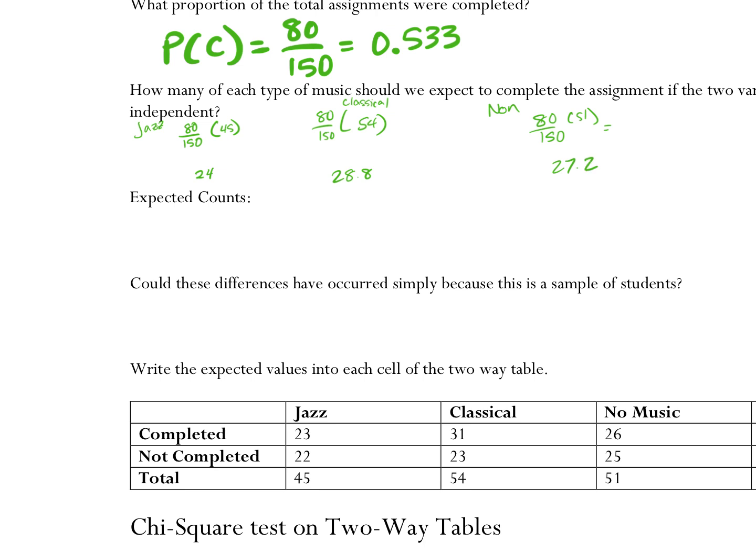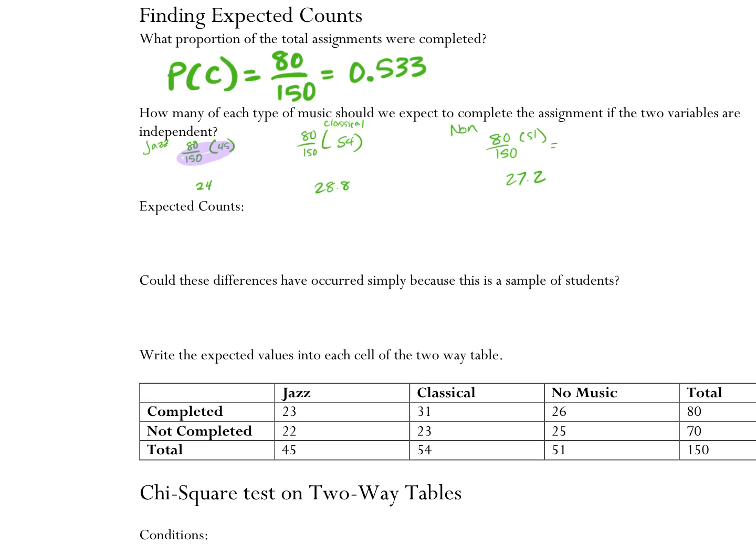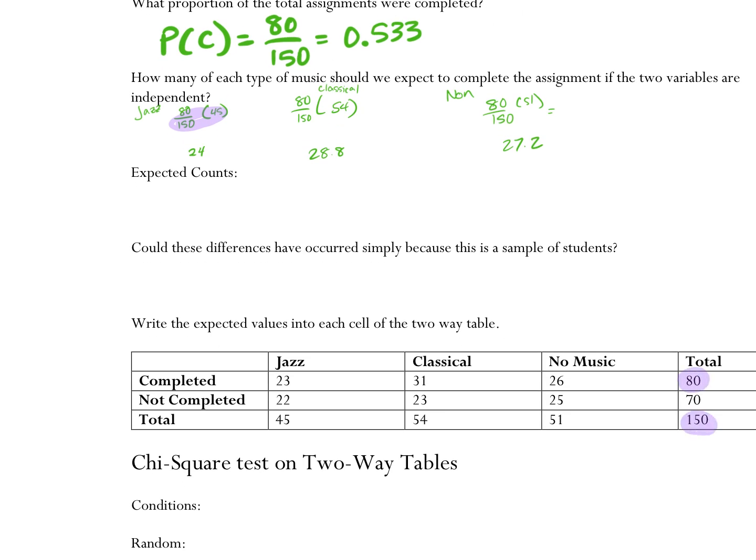Now, I want to go back one more time. What I'm going to do is highlight these numbers. Ready? So this was the expected count for the jazz group: 80, 150, 45. And if I'm doing the exact same thing for classical, 80, 150, 54. Everybody seeing it? So what's really going on here?